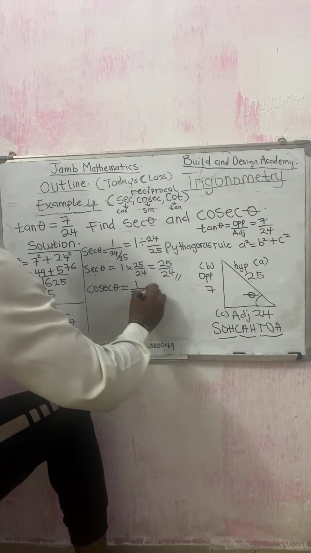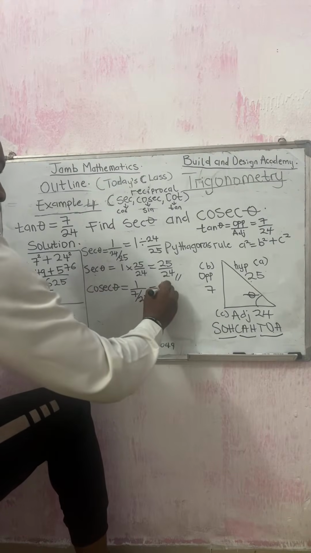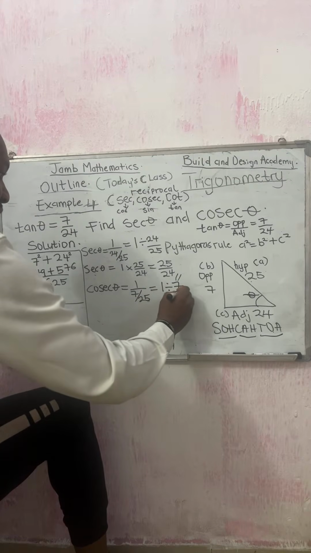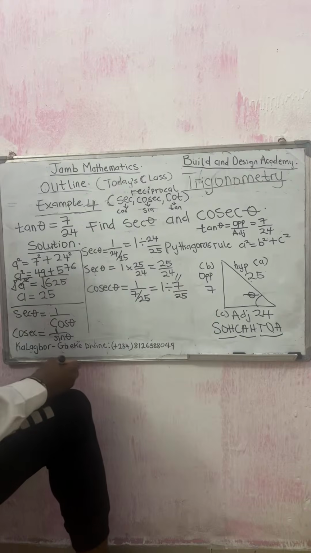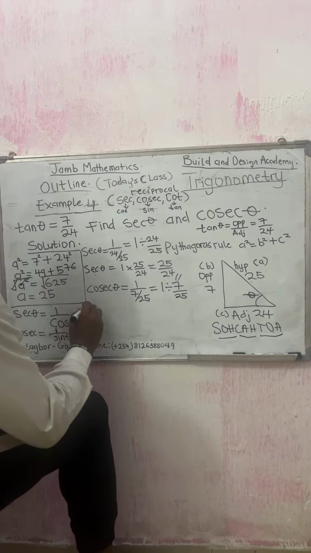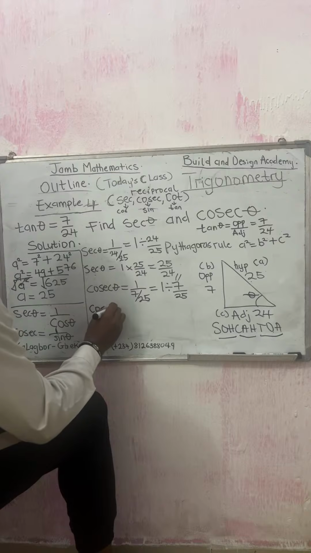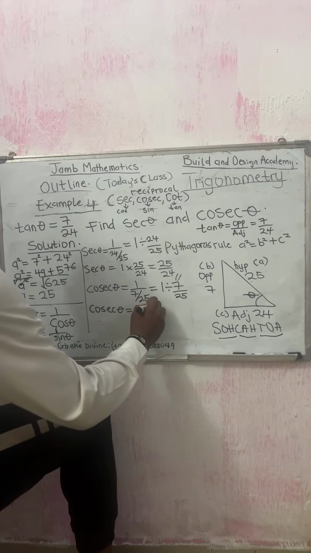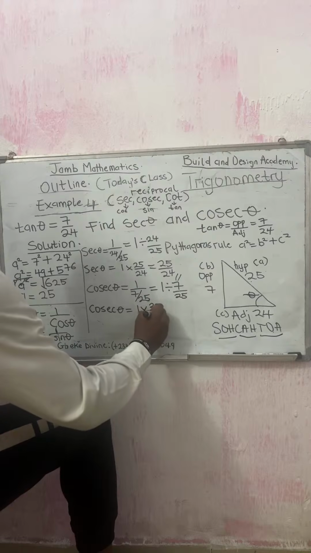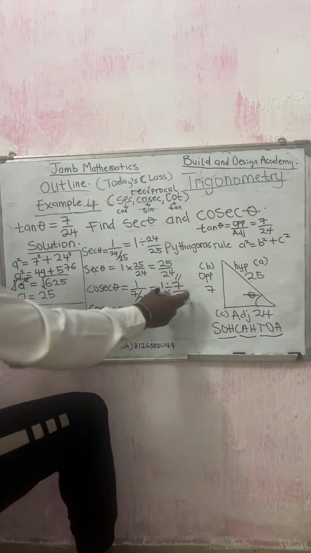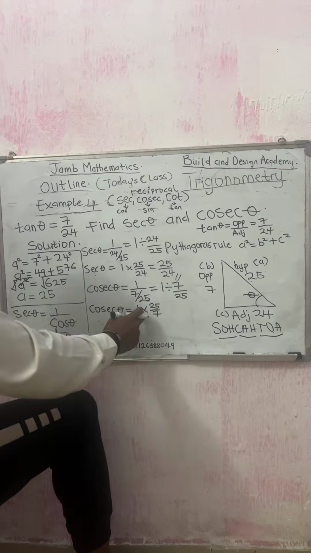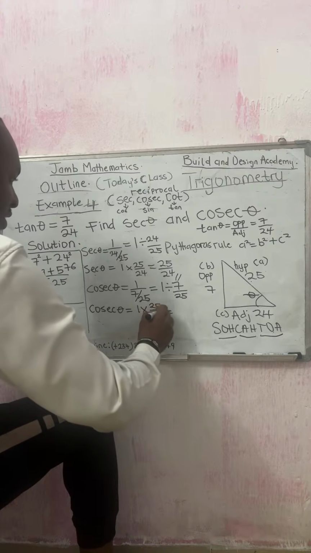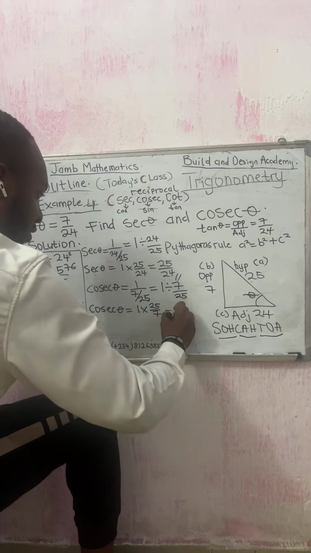So we have that cosec theta is equal to 1 divided by 7 over 25. Now, to eliminate this division sign, cosec theta will be equal to 1 times 25 over 7. It will flip, to change this division to multiplication. And we now have our final answer as 1 times 25 over 7.